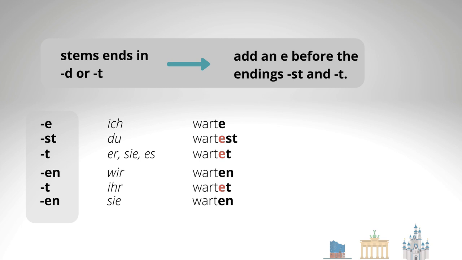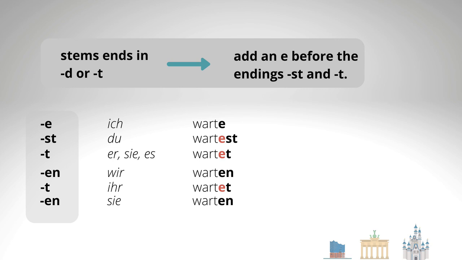Ich warte, du wartest, sie es wartet, wir warten, ihr wartet, and sie warten. So as you can see, in front of the endings st and t, so in the second and third person singular and the second person plural, we add an E. Ich warte, du wartest, sie es wartet, and then again in ihr wartet, we always add an E. And the same goes for all of the other verbs whose stems end in either D or T. Ich warte, du wartest, sie es wartet, wir warten, ihr wartet, sie warten.